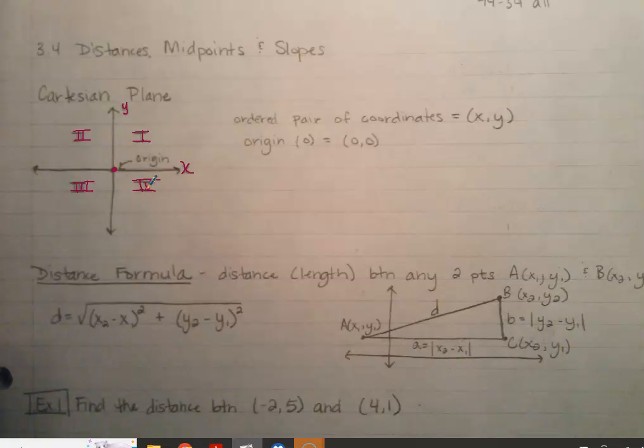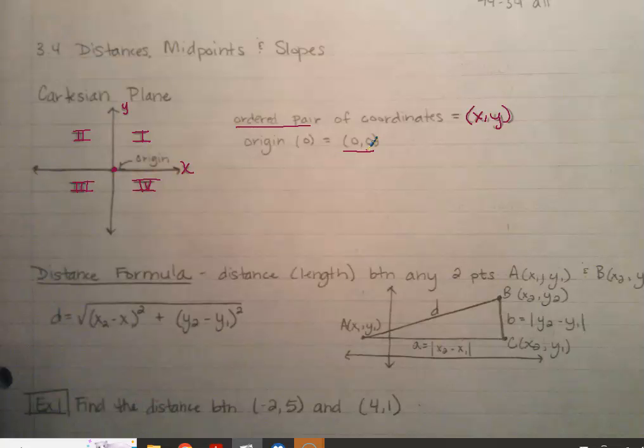All right, so an ordered pair of coordinates is always your x comma y inside the parentheses, and your origin is always that 0, 0. So I'm sure things that you are perfectly aware of, but just wanted to check.